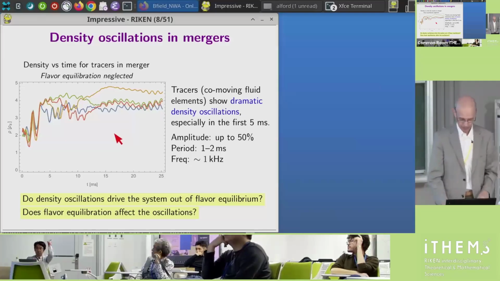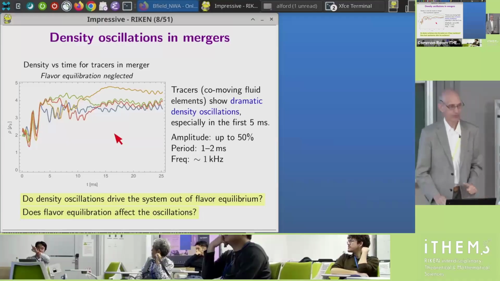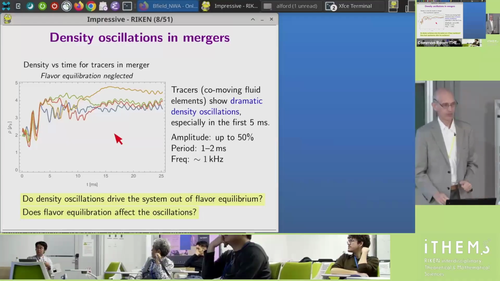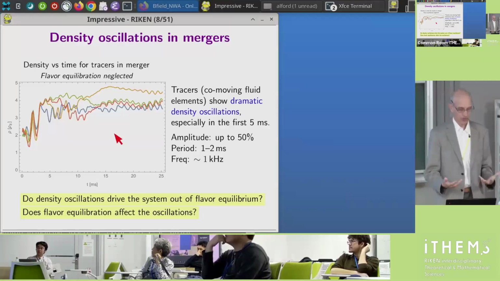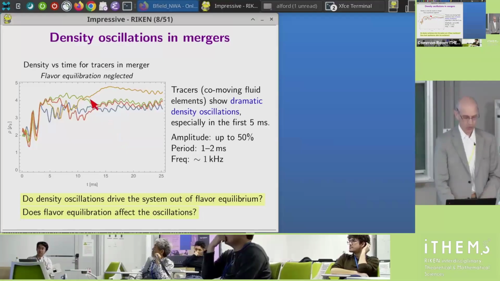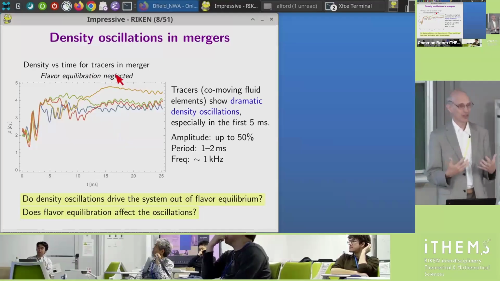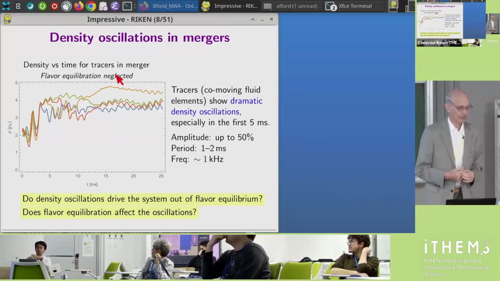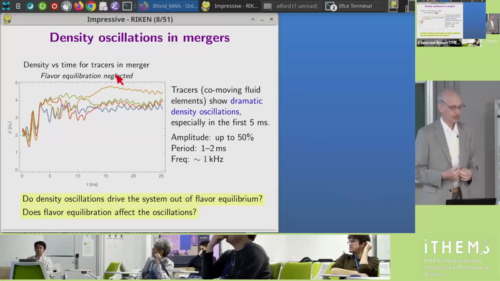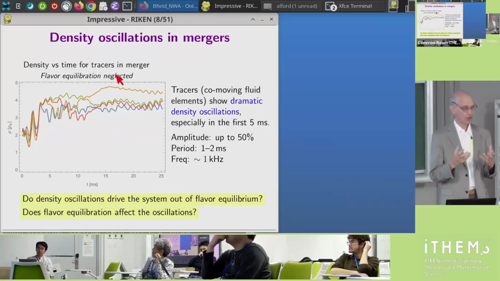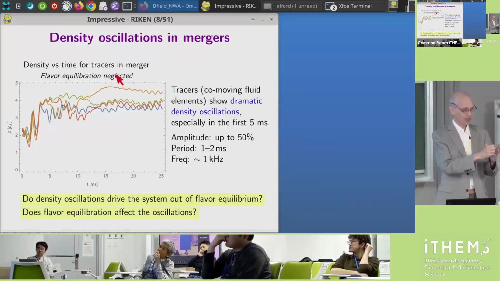I just want to check: so this is the result from ideal hydrodynamics. Yes, there's no dissipation. The small print is here: flavor equilibration has been neglected. There's no built-in dissipation in this. So the oscillation is purely from the inspiral, from the violent flows going on in the merger. As these fluid elements get pushed down and up, they compress when they get pushed down, and they expand when they get pulled up.